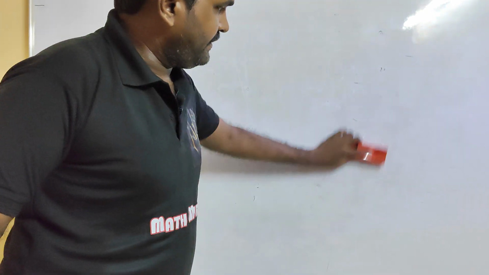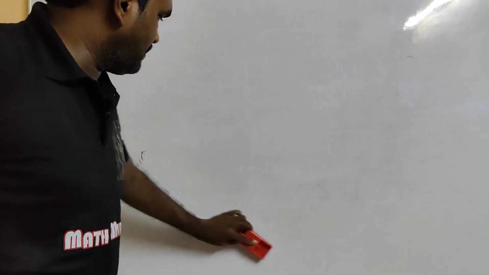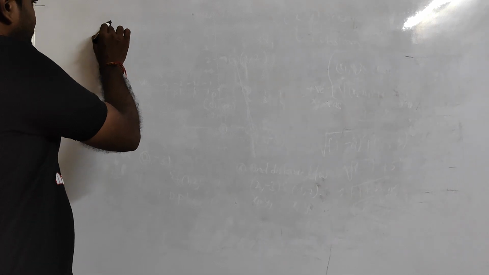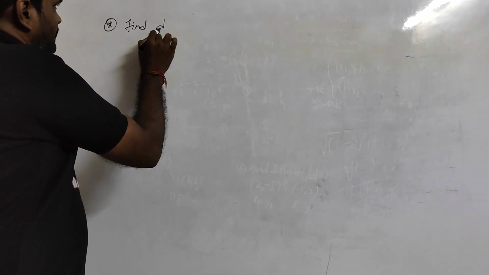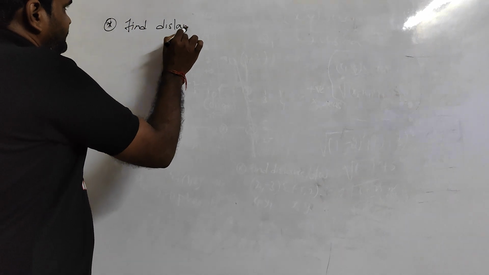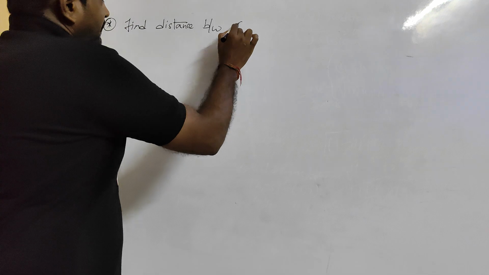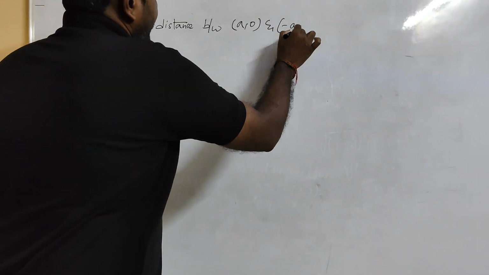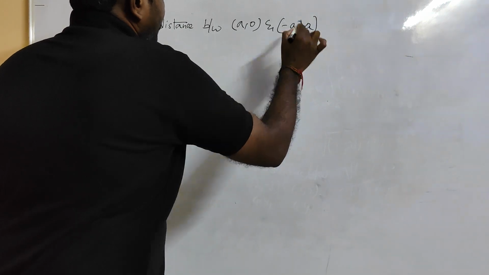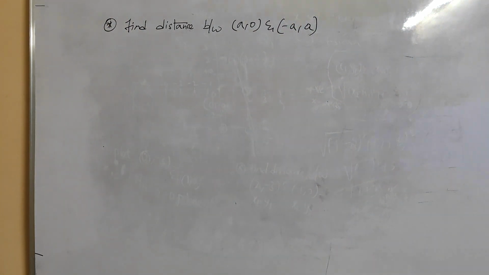Wherever you are finding it a little difficult, or if you think I am a little fast, please pause the video and check where you are finding difficulty. And my next question is: find the distance between (a, 0) and (-a, a).